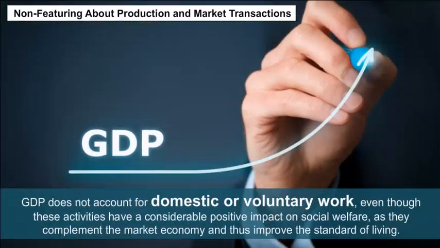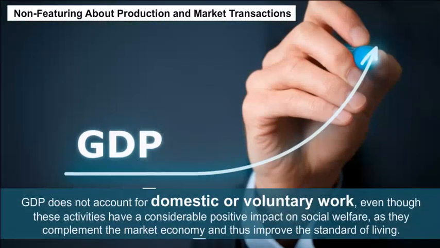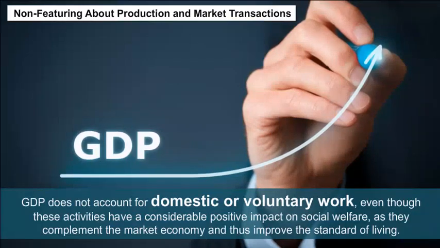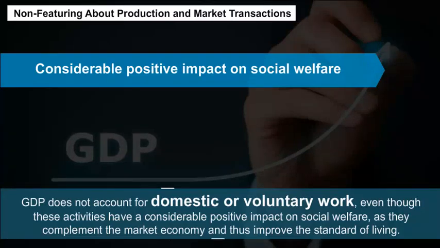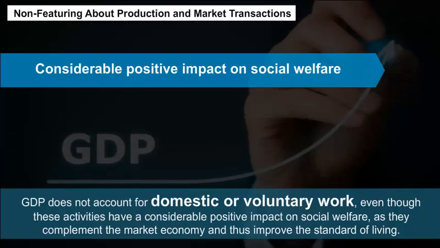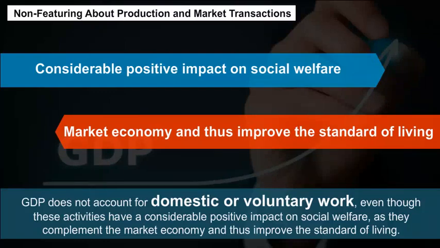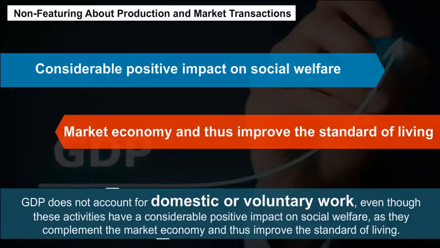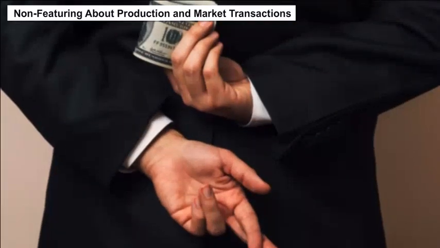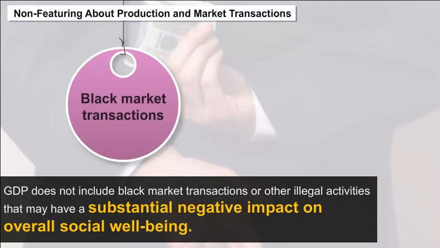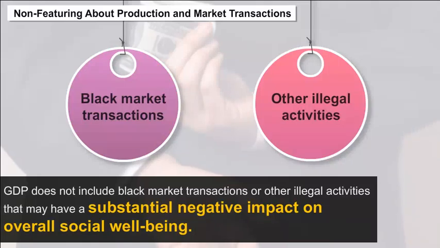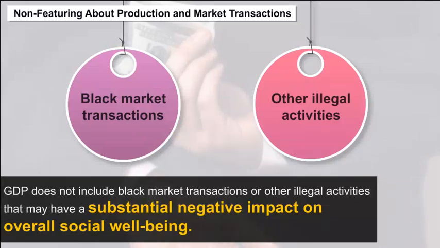GDP does not account for domestic or voluntary work, even though these activities have a considerable positive impact on social welfare, as they complement the market economy and thus improve the standard of living. On the other hand, GDP does not include black market transactions or other illegal activities that may have a substantial negative impact on overall social well-being.